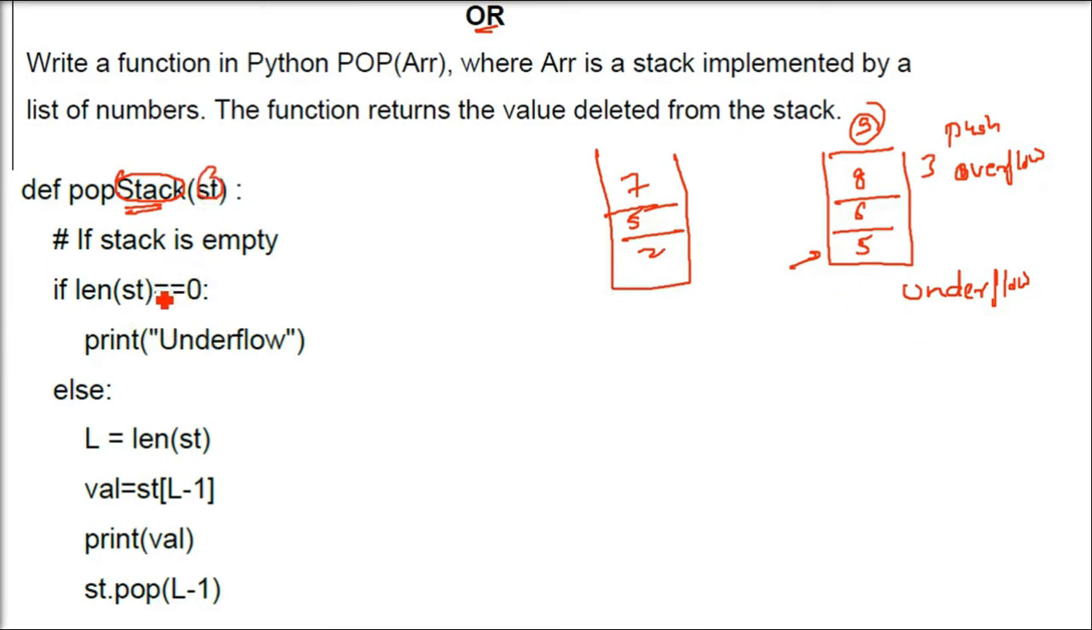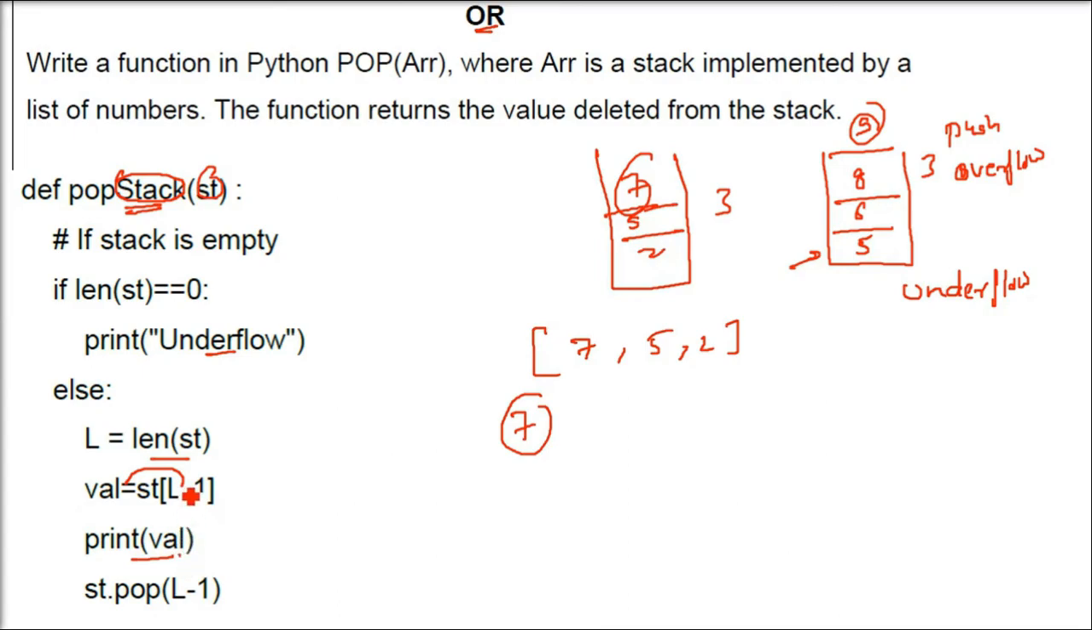So first we have to check whether the length of st equals 0. If it is 0, then we'll say underflow, because if there is nothing, how can you pop? You have to check it first. Otherwise, you have to check the length. Then you will take the value at L-1, that is the last one, that is 7 in 2, 5, 7. You have to take 7, not 2. Please remember, 7 will be popped first. So you will not go to 2. That is why you are using L-1, not 0, 1 like this. You have to start from the last. So 7 will come first, that is L-1.